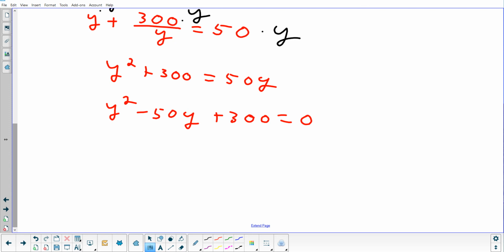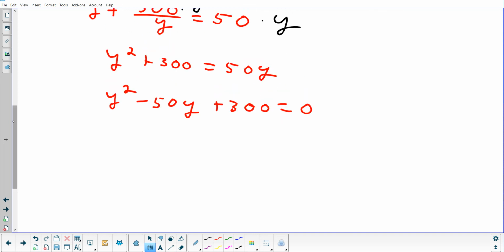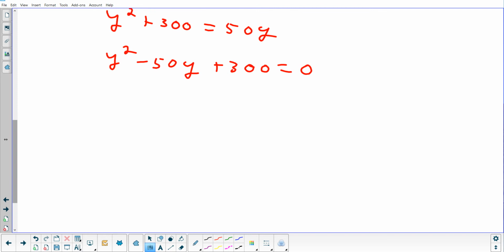If the numbers work out just right, you can try to factor it. I don't know if you're going to find two numbers that multiply to give you 300 and subtract to give you 50, or add to give you 50. I don't think so. So what's our other option if we can't factor it? Quadratic formula.